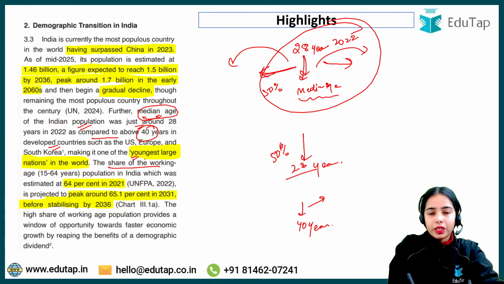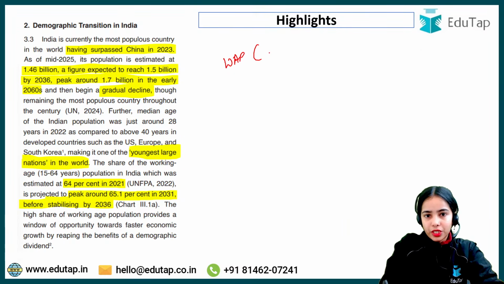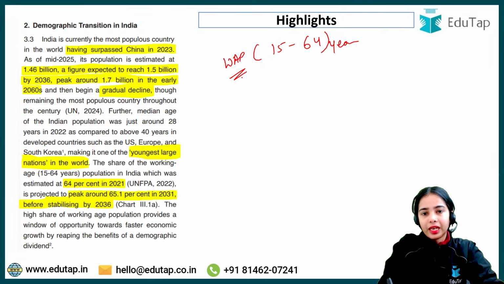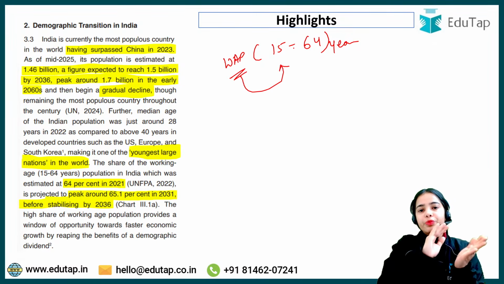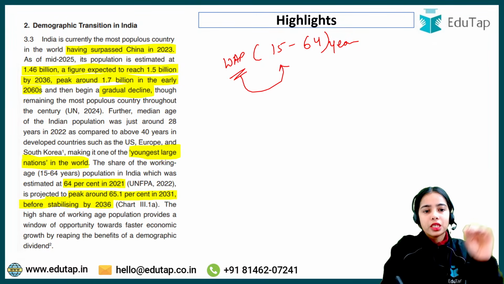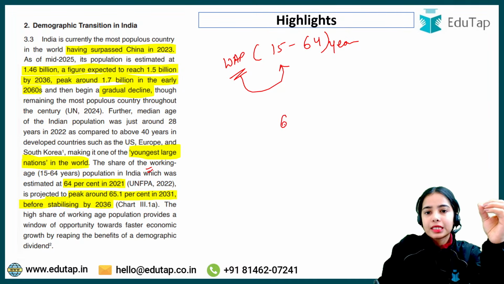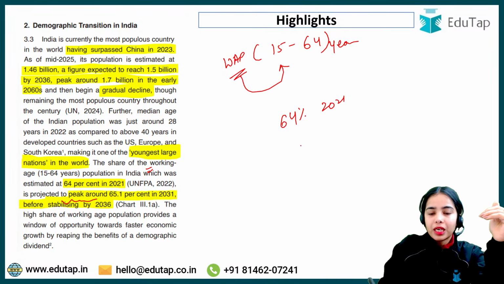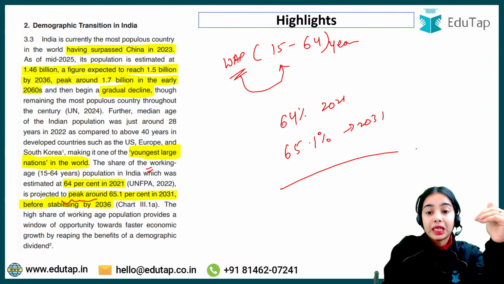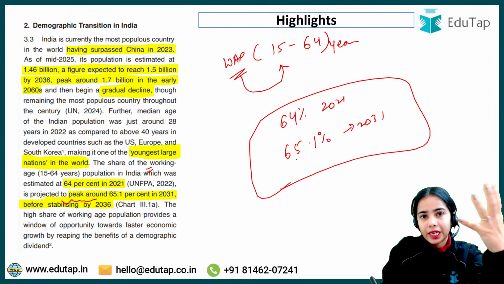The share of the working age population. The working age population is the population between 15 to 64 years. The share of the working age population in the total population of India is 64% in 2021. That is projected to peak around 65.1% in 2031. So you can understand that we have a huge working age population.